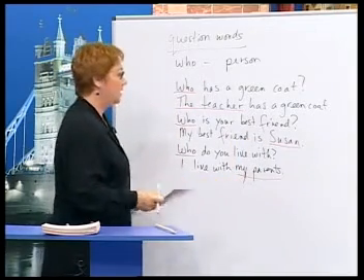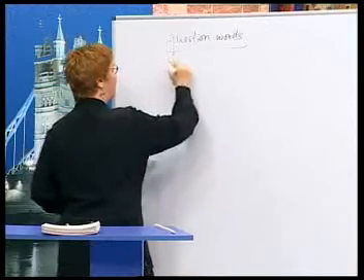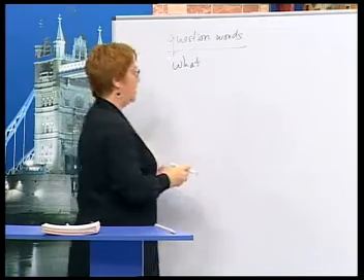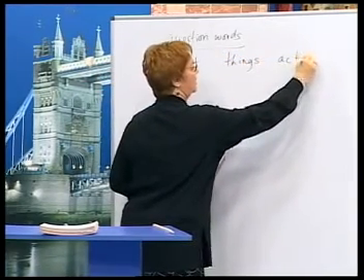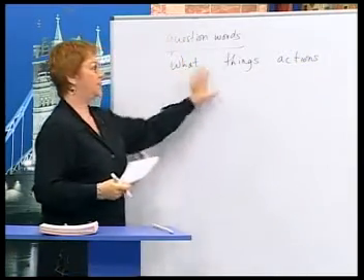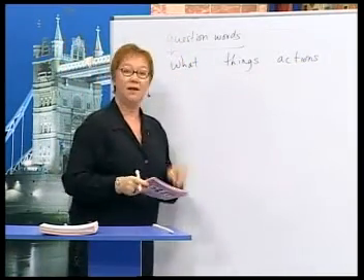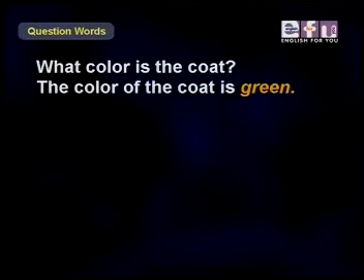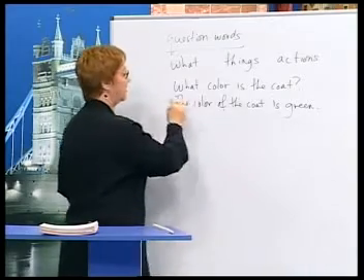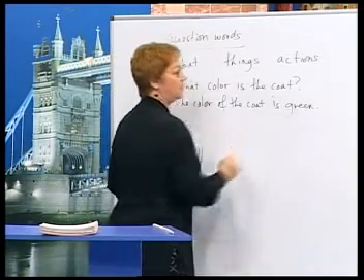Now, the next one is what. Now, what is about things or actions. Here are some examples. What color is the coat? The color of the coat is green.